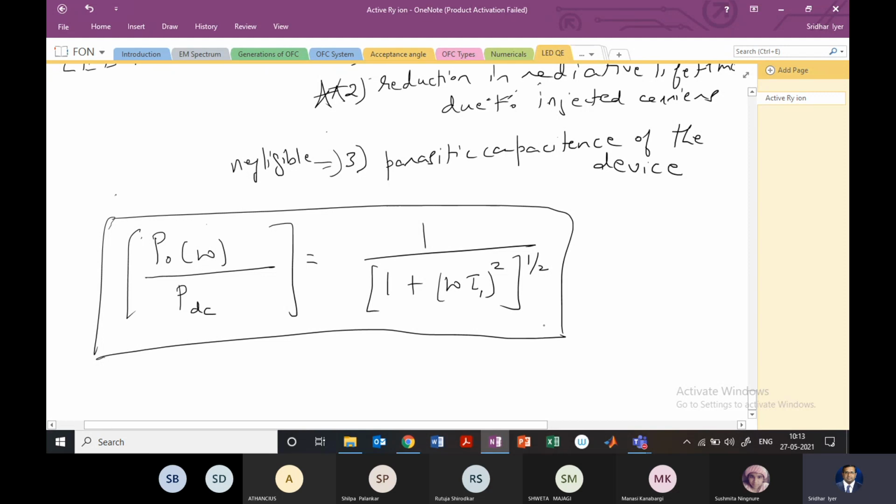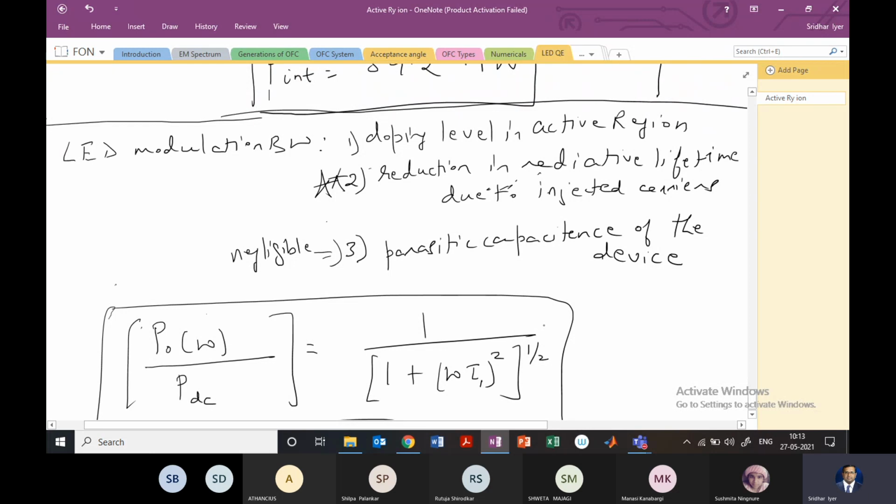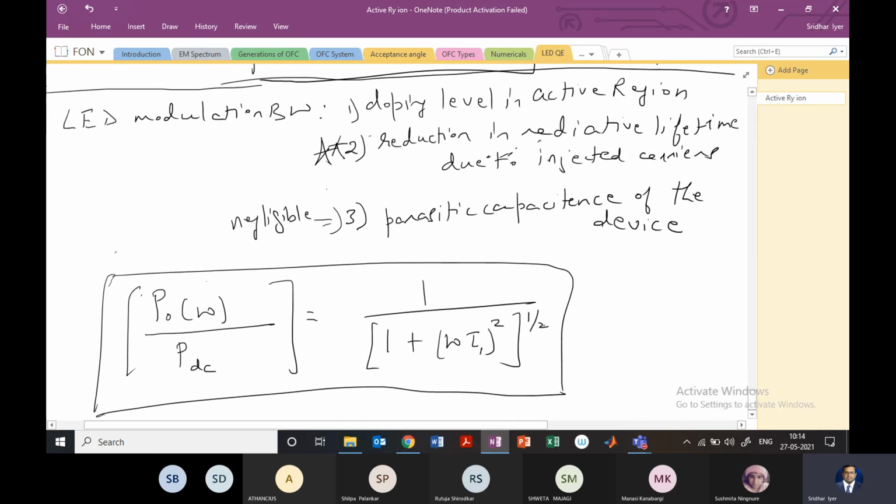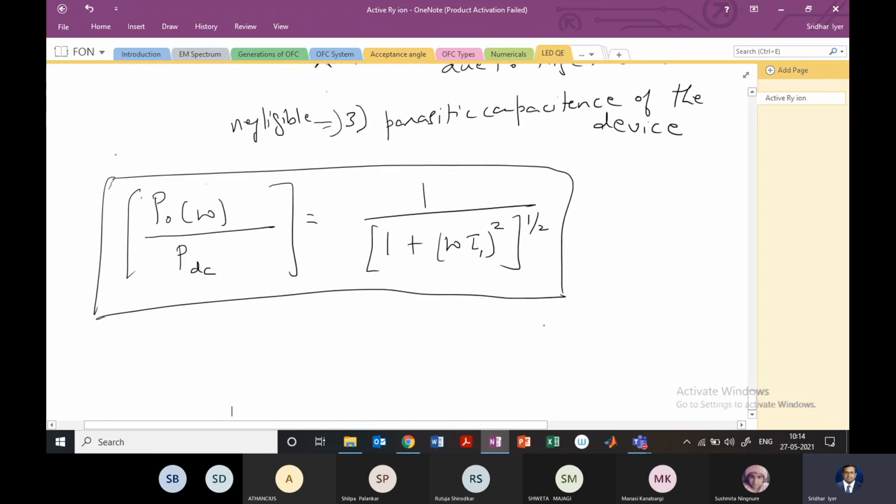So in general, we need to remember that the modulation bandwidth of an LED is going to depend on doping level, radiative lifetime of the injected carriers, and the parasitic capacitance of the device, which in general is going to be negligible, and therefore the ratio of output power to that of DC power will be given as that equation in the bracket.